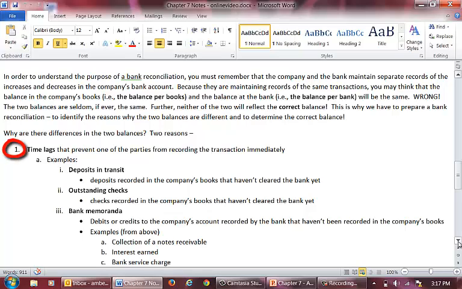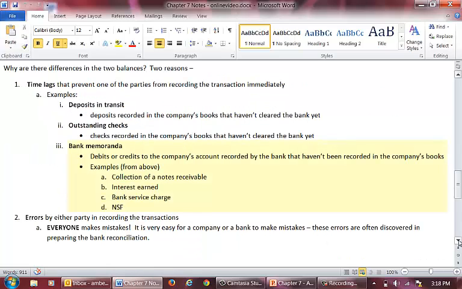First, there can be timing differences in when the bank records a transaction and when the company records a transaction. There are several examples of such time lags. First, deposits in transit are deposits recorded in the company's books that haven't cleared the bank yet. So they will be reflected in the book balance but not the bank balance.